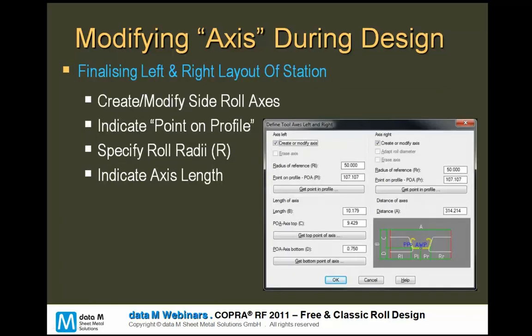We'll then look at finalising our left and right layout of the station, creating and modifying side roll axes by indicating a point on the profile and specifying a roll radius for this point on the profile. Once we've done this, we'll indicate our axis length.